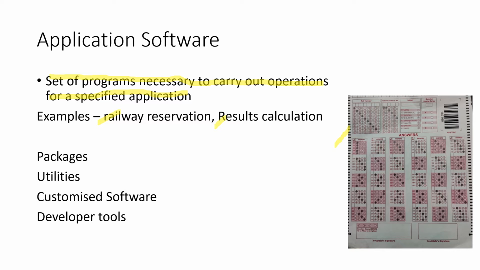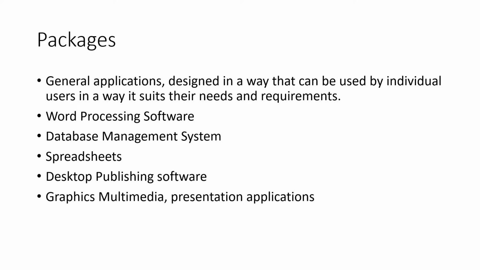So this application software can further be subdivided into 4 categories: packages, utilities, customized software, and developer tools. Next, we will look at packages. Packages are general applications designed in a way that can be used by individual users in a way that suits their needs and requirements.